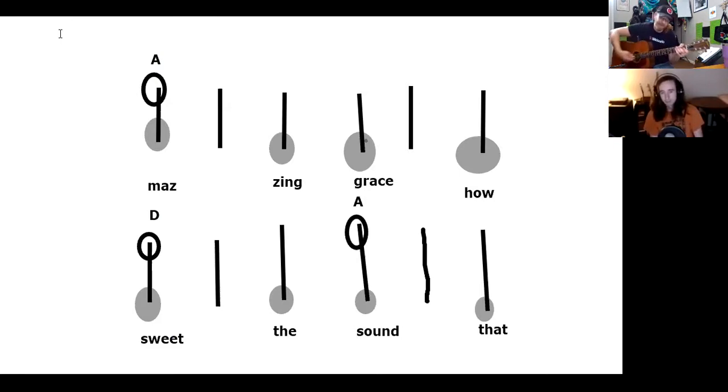So if I play the chords in time, we get 1, 2, 3, 4, 5, 6. 1, 2, 3, 4, 5, 6. And the gray dots give us our melodic rhythm.